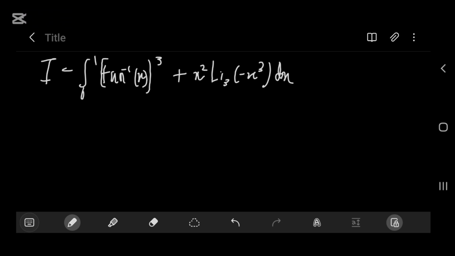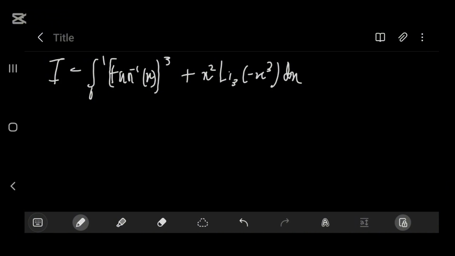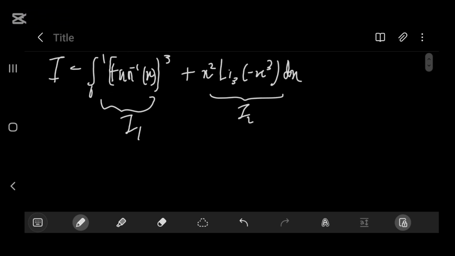Today I came across this weird looking integral, which is the integral from 0 to 1 of arctan of x cubed plus x squared times trilogarithm of minus x cubed. Well, this may look a little complex, but it's actually easier than it looks. What we need to do is first take this part as I1 and this part as I2. Let's solve the I2 part first because it's easier than the I1 part.